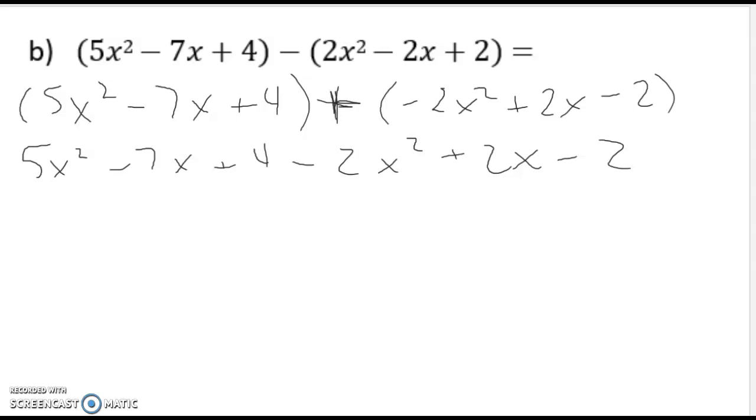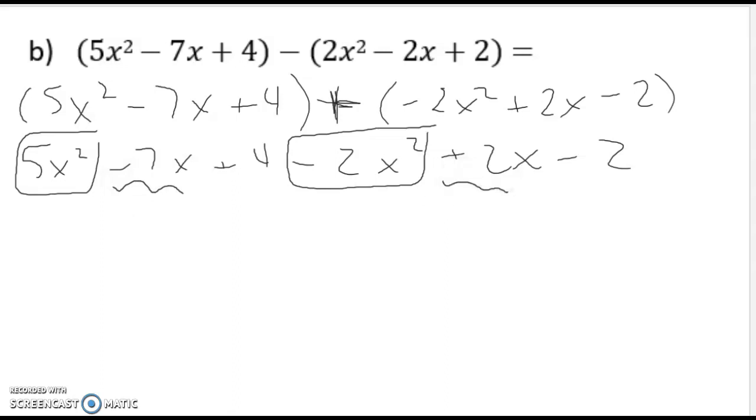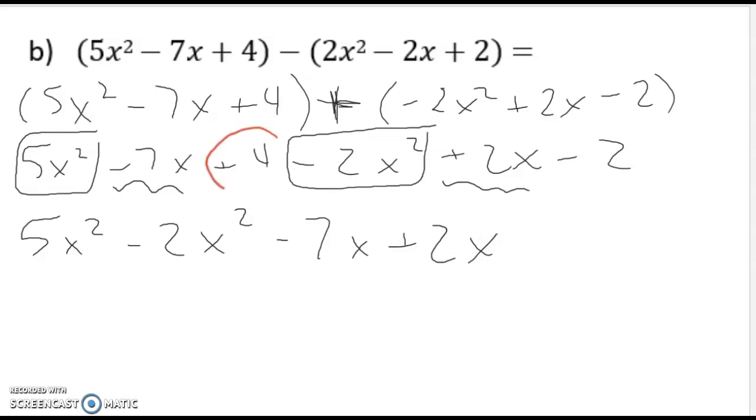So now I'm going to collect my like terms. So I have my x squareds. Oh, here's another one here. Now I have my x's, and then my constants. So now we write them together. So 5x squared minus 2x squared. Now I'm going to go to my x's, negative 7 and positive 2. So negative 7x, positive 2x. Now I have plus 4 minus 2.